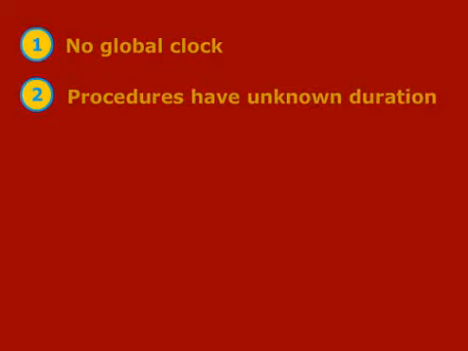Let's summarize the rules. First, there is no global clock, so we assume the worst-case distribution where each object is running in its own local time frame. It is unlikely that the models will be targeted at such an extreme distribution, but if they work under these circumstances, they should work anywhere. Second, procedures have unknown duration. The amount of time it takes for a procedure to execute is platform dependent. Execution may be quick, but it is never instantaneous.